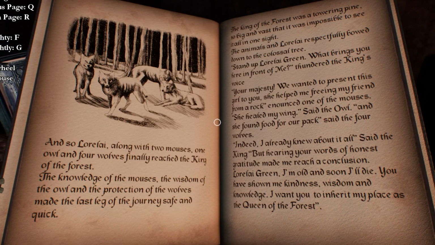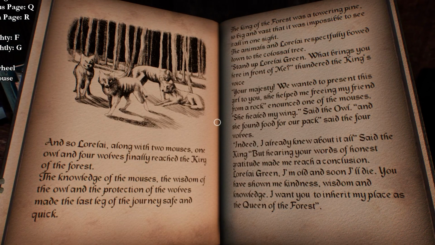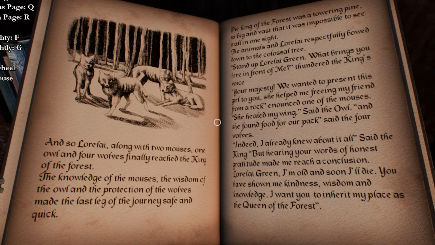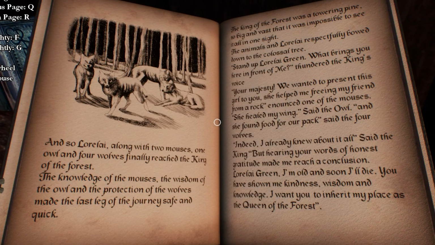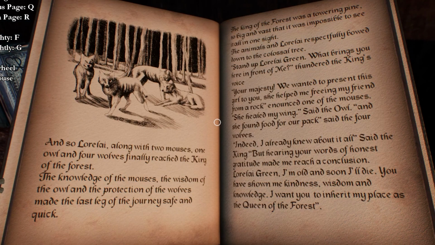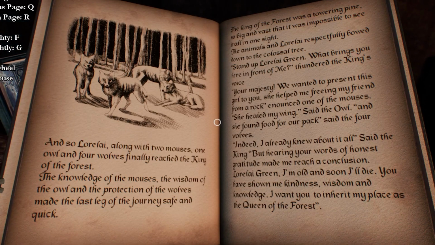The king of the forest was a towering pine, so big and vast that it was impossible to see it all in one sight. The animals and Lorelei respectfully bowed down to the colossal tree. "Stand up, Lorelei Green. What brings you here in front of me?" thundered the king's voice. "Your Majesty, we wanted to present this girl to you. She helped me free my friend from a rook," announced one of the mice.